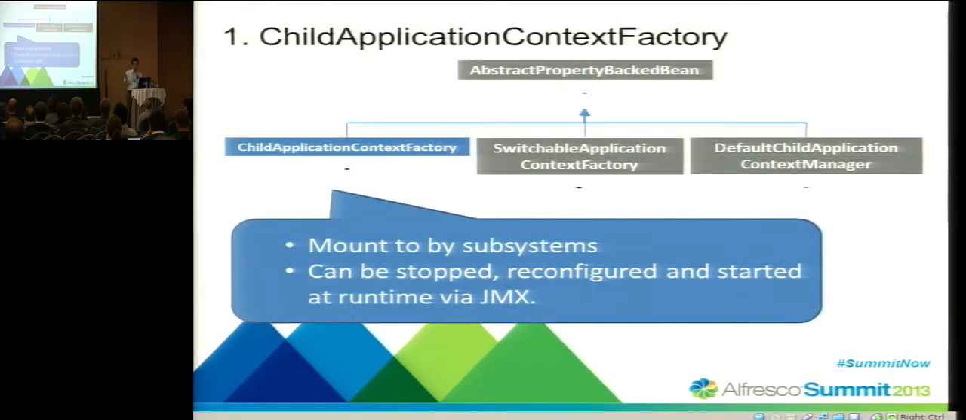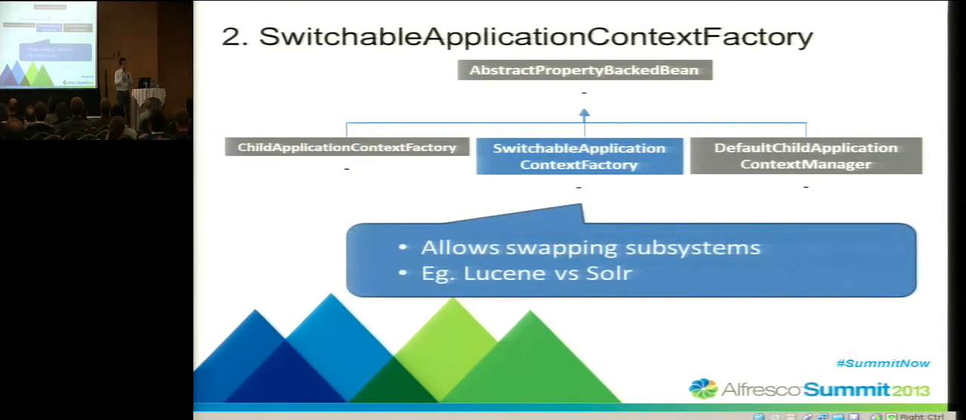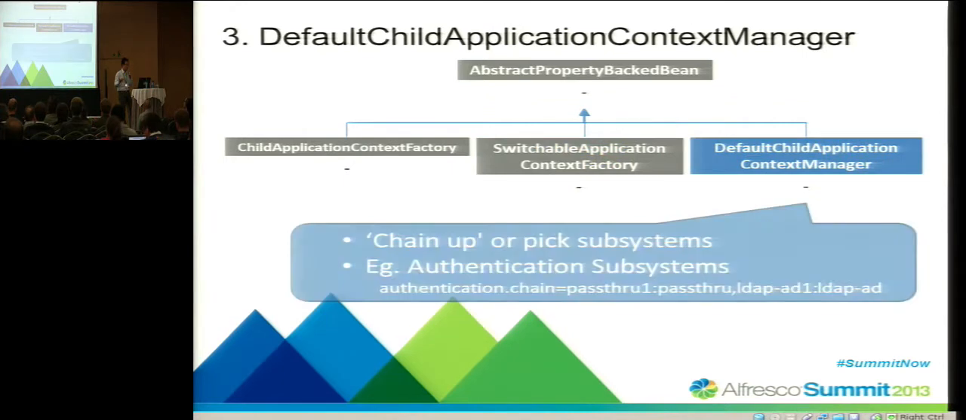Now, there are 3 different variations to it. The first one is the one I've just mentioned. You need to mount for each of your subsystem using this child application context factory so that Alfresco knows about your subsystem and you can do stop and start via the JMX console. If you want to do hot swapping, this is the additional mounting you need to do on top of the previous one, where you need to pass in one single parameter telling Alfresco the subsystem instance to start by default, and you can change it afterwards.